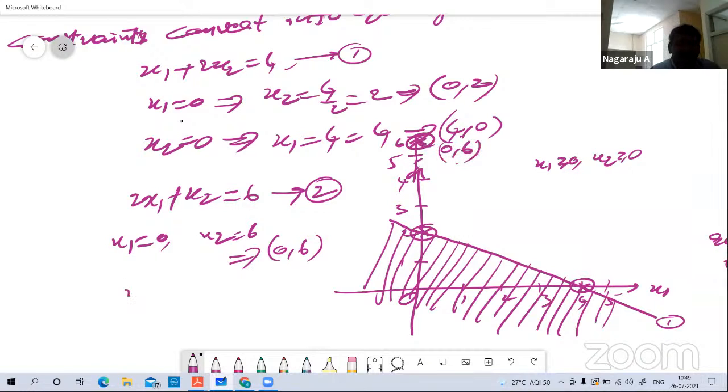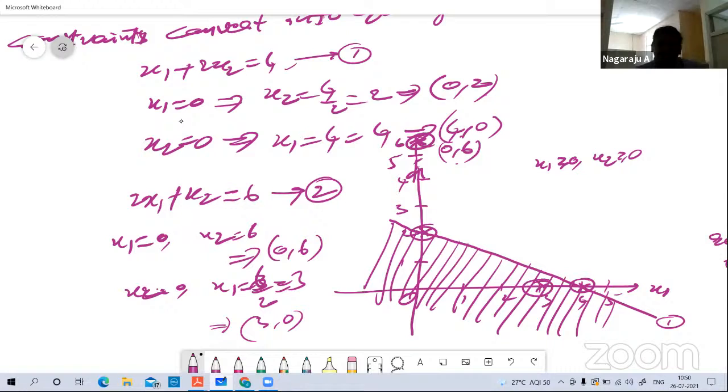Now coming to x2 equal to 0. What happens? x1 equal to 6 by 2, so we get 3. The respective point is 3 comma 0. So I'm getting the point 3 comma 0.